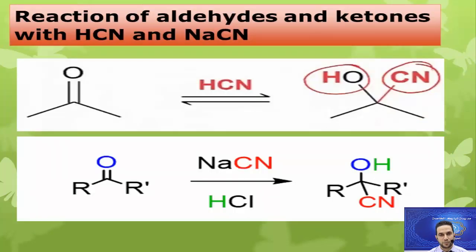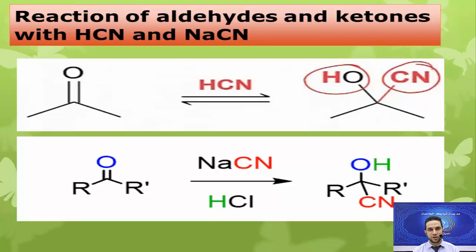Now we will talk about another important reaction. Number 1, the reaction of aldehydes and ketones with HCN or NaCN in the presence of HCl. You will add two things, H and CN. You will add what and what? H and CN. Where H will be added beside O after you remove the double bond.